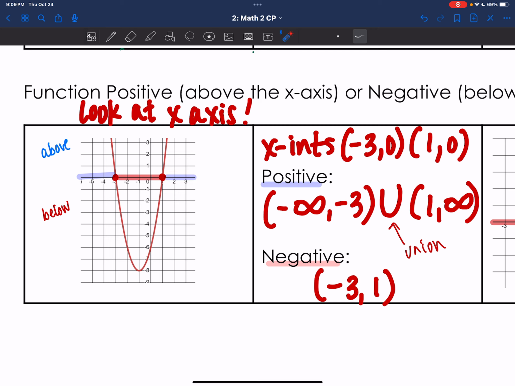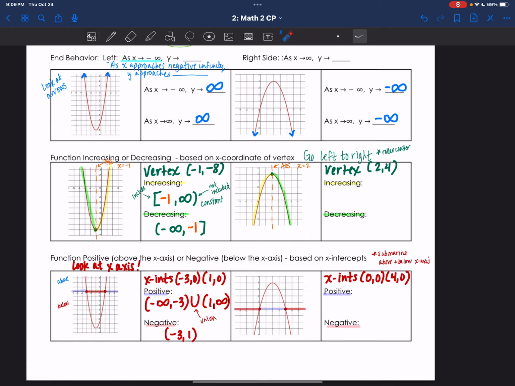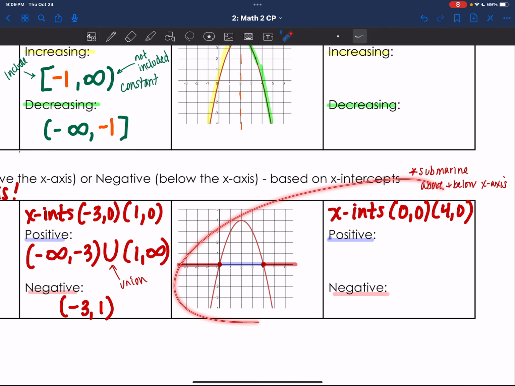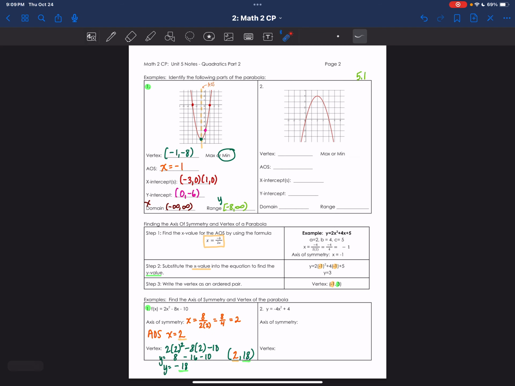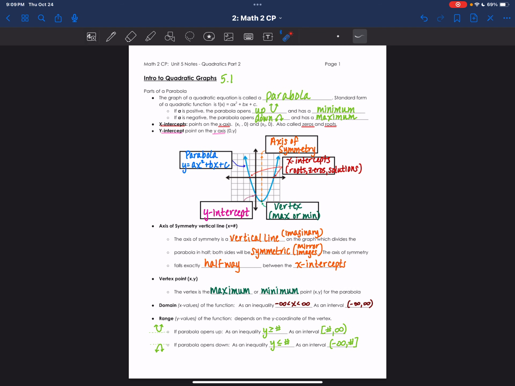Now for negative, you're looking for what's below the x-axis. So from here to here is below. So that's your x values are from -3 to -1. And you write that there. All right, go ahead and you're going to try this one. And then that's it for today. It was a lot of information. Make sure you get this all copied down. And then, of course, we'll go over everything that we need to in class.